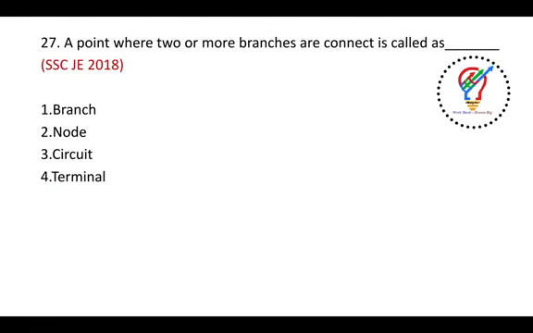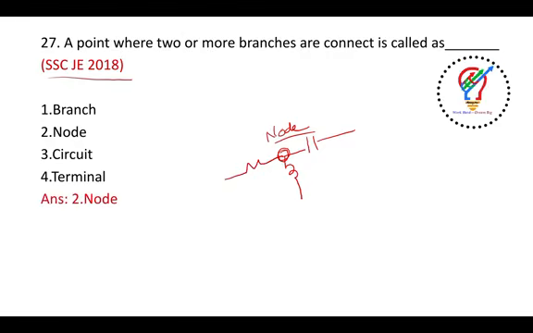Next one, a point where two or more branches are connected is called as. So let me take one branch here, another branch here, with different kinds of elements. So this is nothing but a node. A point where two or more branches are connected is nothing but a node. This is asked in the SSC 2018 paper. In this video, all the questions I have taken were asked in previous exams. I am not simply taking a point and explaining it here.